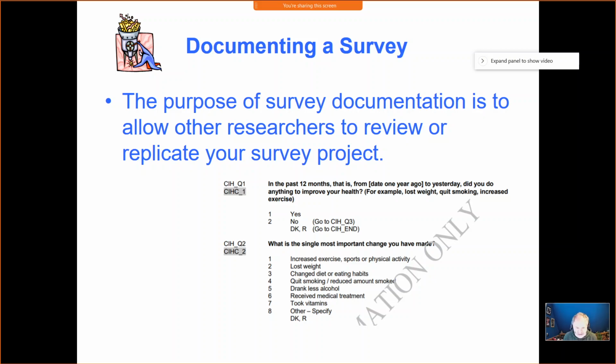And question 3 may ask them, well, why haven't you considered anything to improve your health? And if they don't know or give no response, then it just ends. They don't even ask question 2 or 3. You go on to the next section, right? But what you have to do is block it out and document it in your actual survey. So here's the question. Here are the responses that are available to them. If they say yes, don't worry about it, they just skip to the next question, question 2. If they say no, you put in brackets here, go to CIH Q3. Okay.